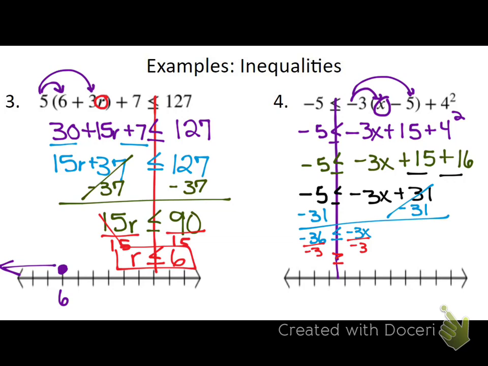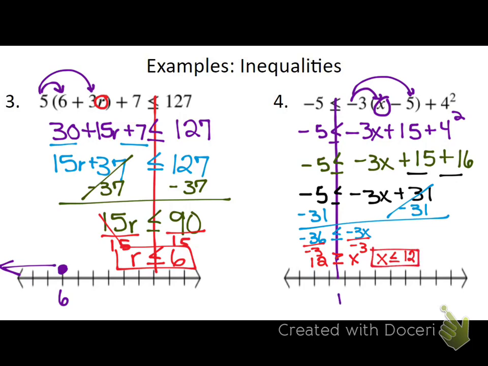What's negative 36 divided by 3? 12. Okay. Now what's the problem with how I have this written though? You have to flip it back because my variable's on the wrong side. So I'm going to still show that x is less than or equal to 12. Yeah. Okay?